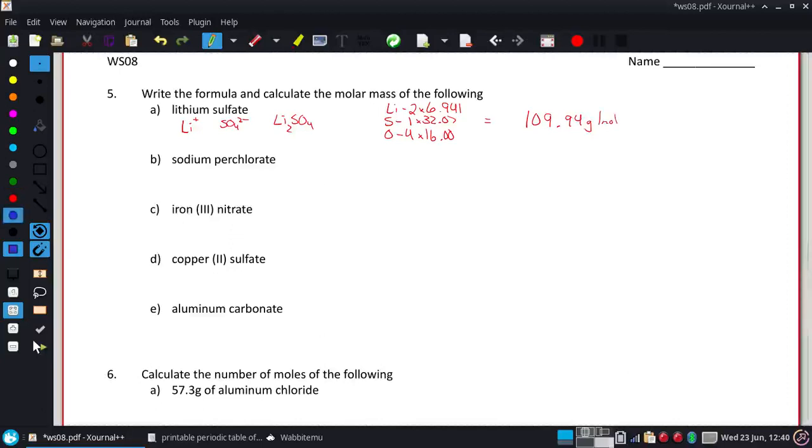All right, on the next one, I'm going to change ink color so they don't look like they run together. We have sodium perchlorate. Sodium, Na+, perchlorate is ClO4-. Therefore, sodium perchlorate is just NaClO4. It'll be 1 sodium, 1 chlorine, and 4 oxygens. And when we put all that together, we get 122.44 grams per mole.